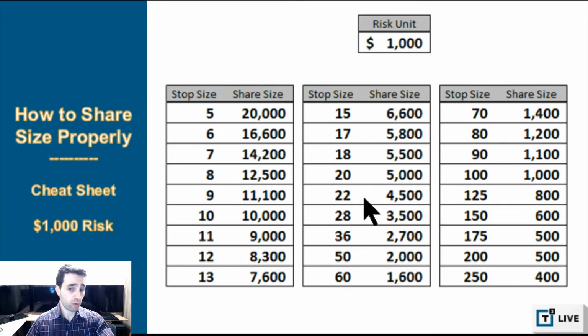21 or 22 cents stop, 4,500 shares. 23, 24, 25, 26, 27, 28, still the same number. So the larger your stop, the less precise you have to be. Of course, if you want to be always precise, then you can use a calculator or a spreadsheet.